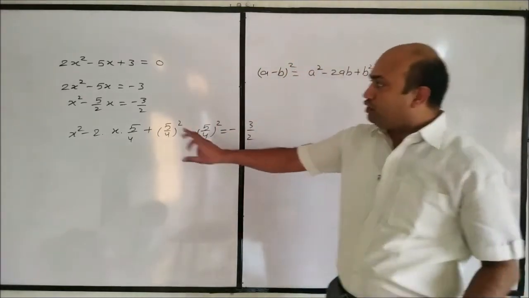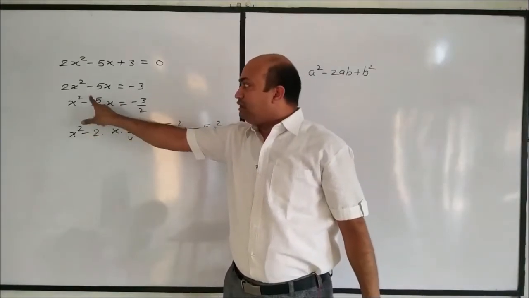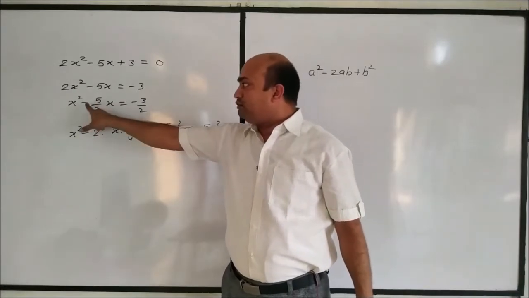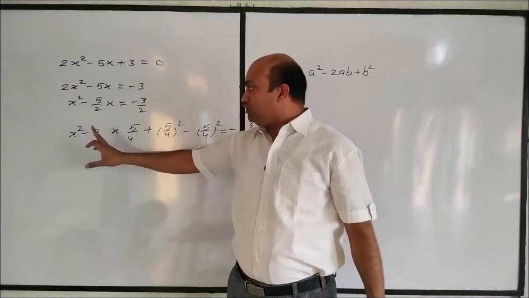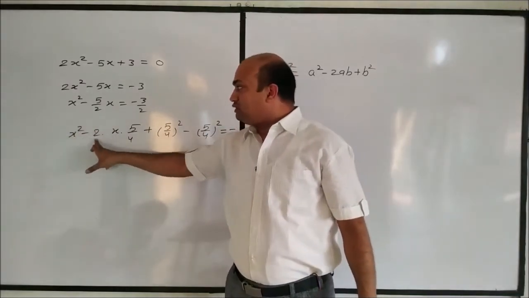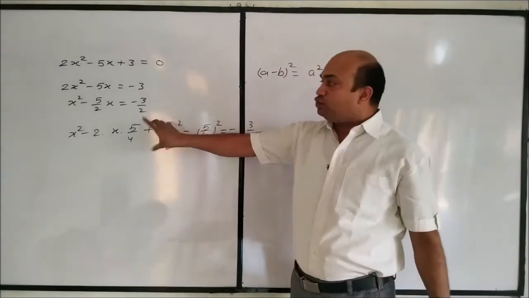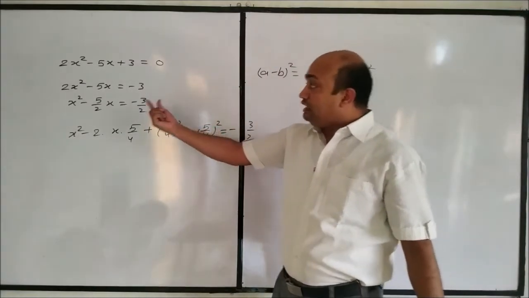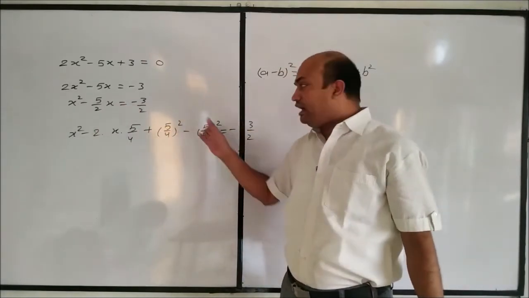You see, this 5 by 2 we multiply and divide by 2. So this denominator becomes 4, and the 2 by which we multiplied is here. So it is a square minus 2ab plus b square. This 5 by 4 square we added as well as subtracted because we need it, but it does not exist here. So we add and subtract.